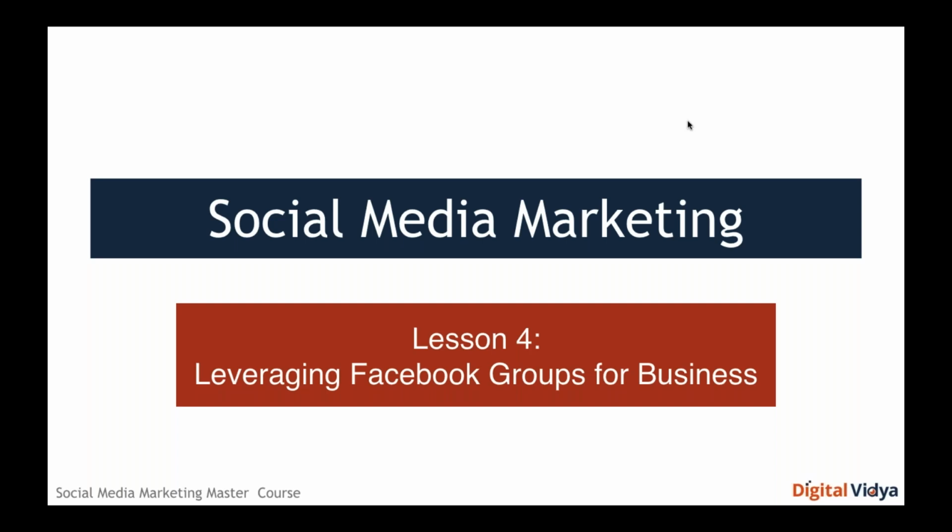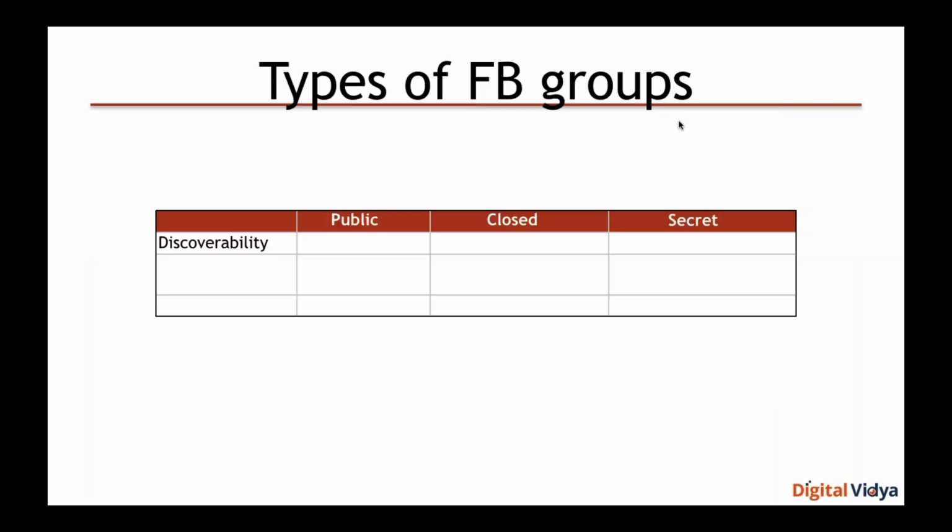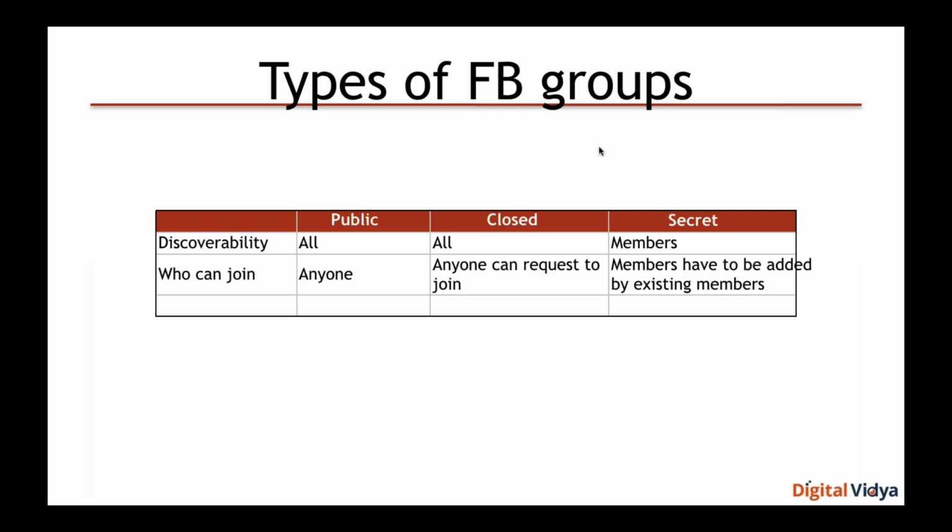Right now, there are three types of groups. Typically, there is public, closed, and secret. A public group is public, like the name says.